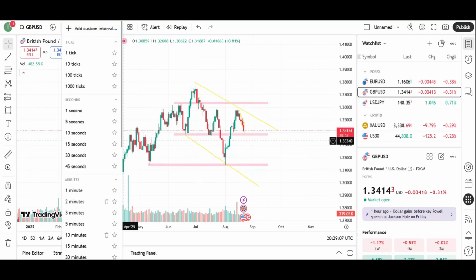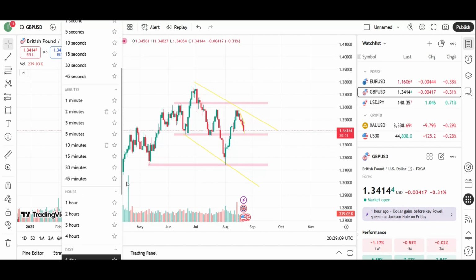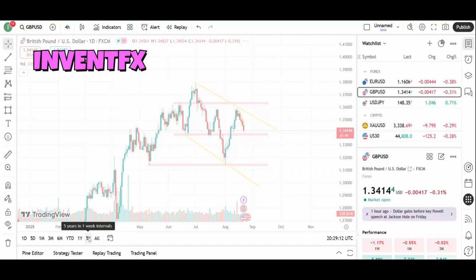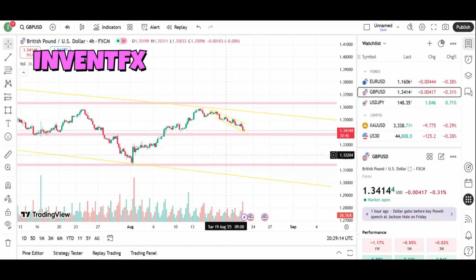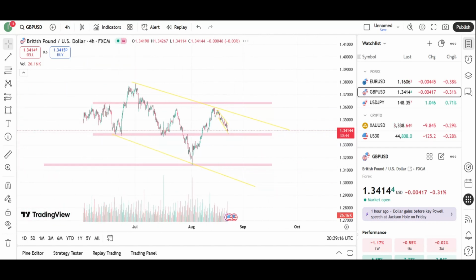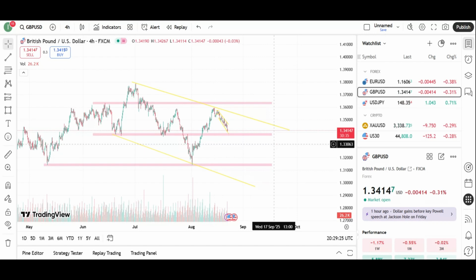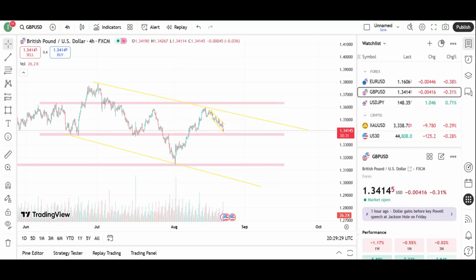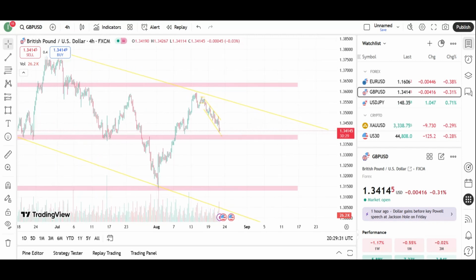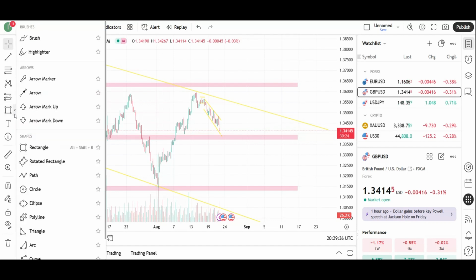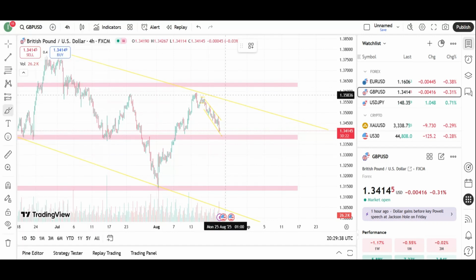Let's go to a lower time frame. I'll quickly go to 4 hours. So this is the 4 hours time frame for GBP. Also in the 4 hours time frame, we can see the same setup. Here you can see a small chart pattern. Let me circle it so you will see it very well. This.